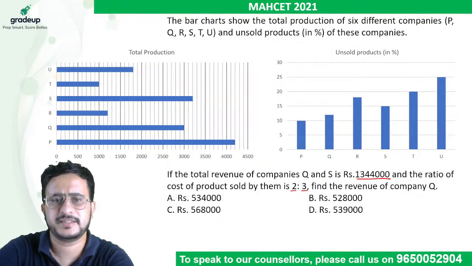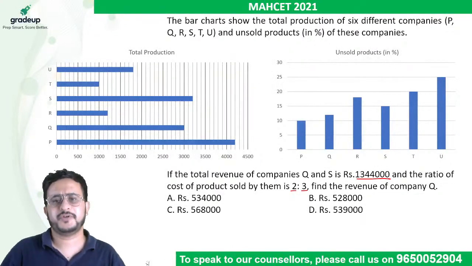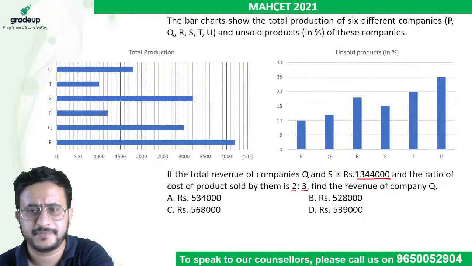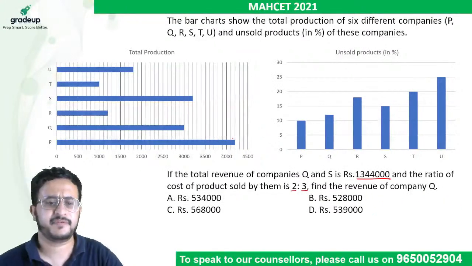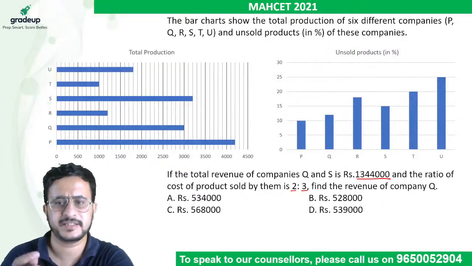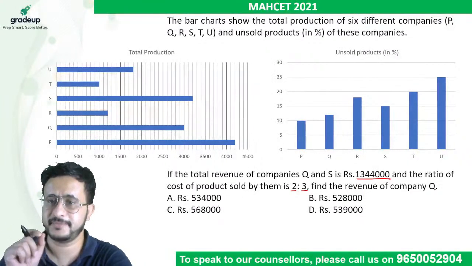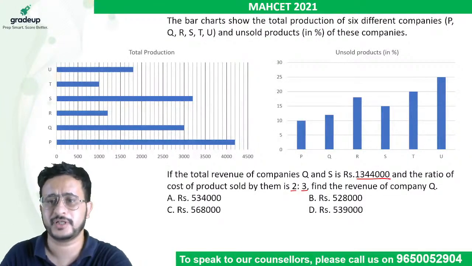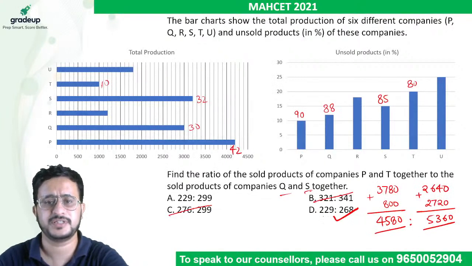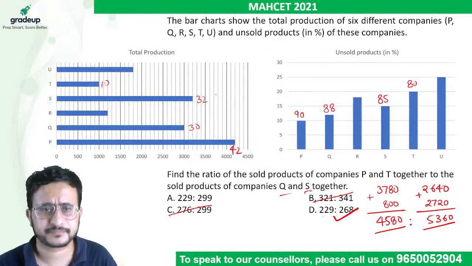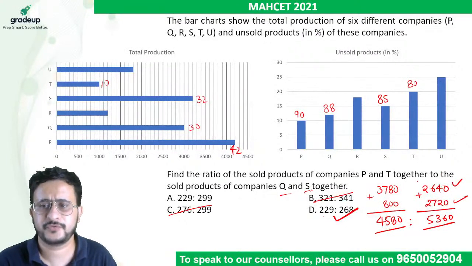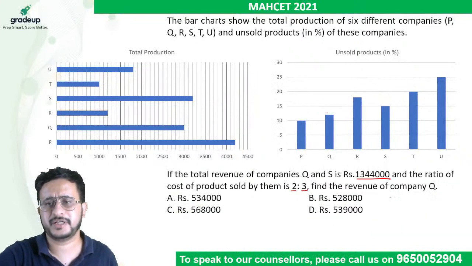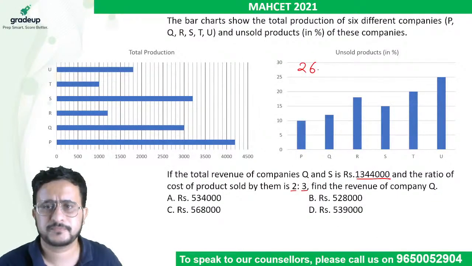Okay, so let us see this question. How do we do this? So first of all, let us find the number of sold products. In the previous question we had attempted this, right? So remember, whenever you solve DI and LR sets, if you have done something in a previous question, make note of those things so that you do not calculate again and again. In the previous question we had calculated for Q and S, right? So we calculated that Q is 2640 and S is 2720. This was for Q, this was for S. So no need to calculate again. So Q is 2640 and S is 2720, right?